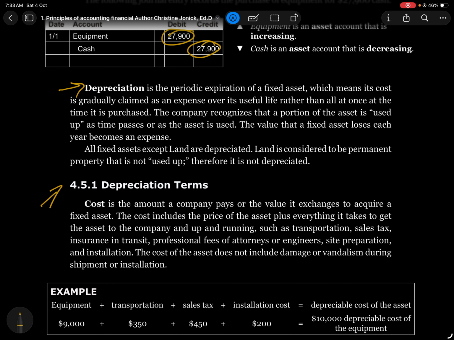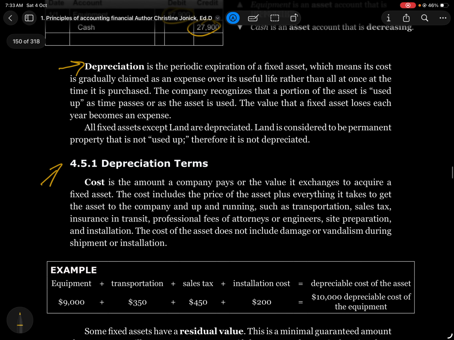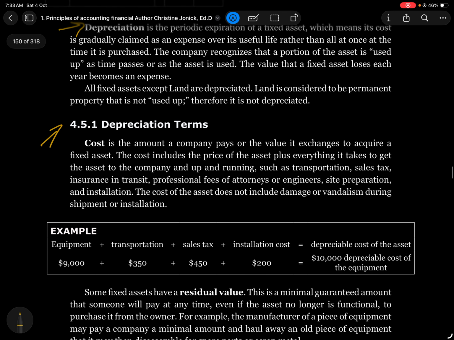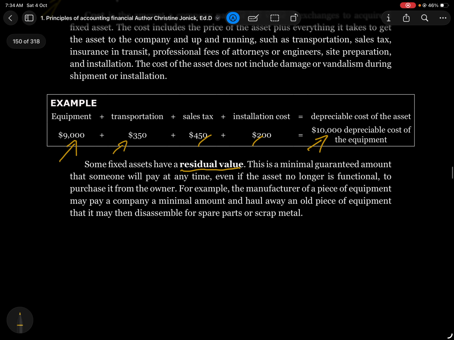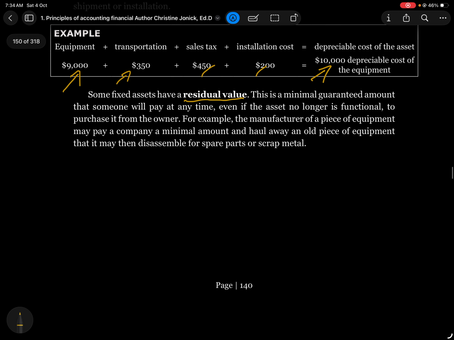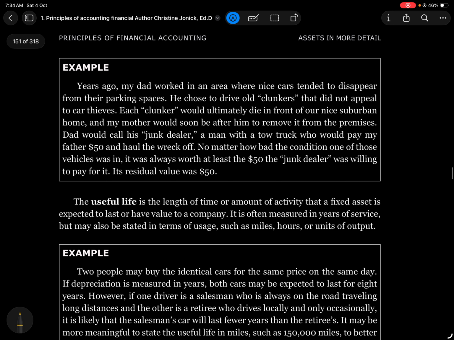Like you have equipment, right? So suppose the equipment is 9,000, transportation cost was 350, sales tax, installation, all that brings it to 10,000, right? So that's the depreciable cost, right? If we can sell it for any value, or if it will have any residual value, we need to subtract that amount as well, okay? Residual value is a minimum amount, okay, when the asset is no longer functional, okay?